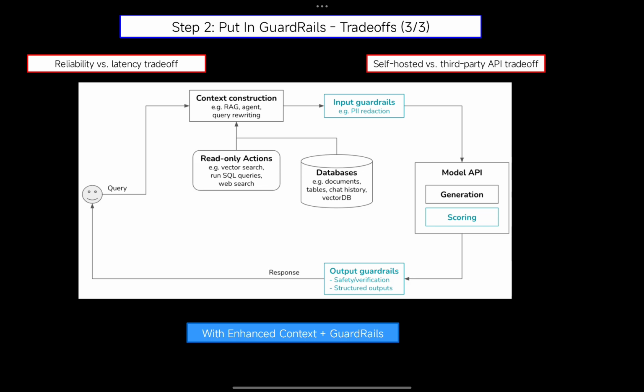So we are slowly making our system more complex with each of these steps. In the next video we will talk about the other three steps that you can put in to make your system much more robust and much more reliable in terms of generating the response from the model, right?